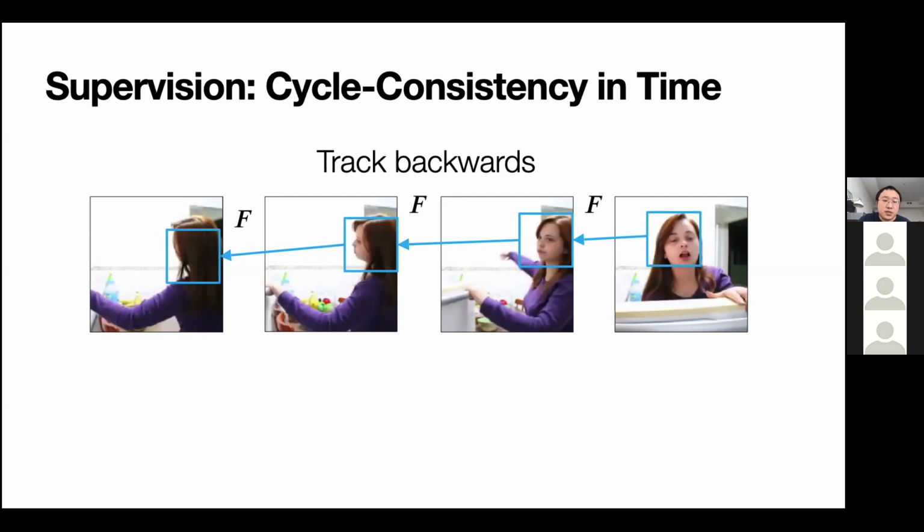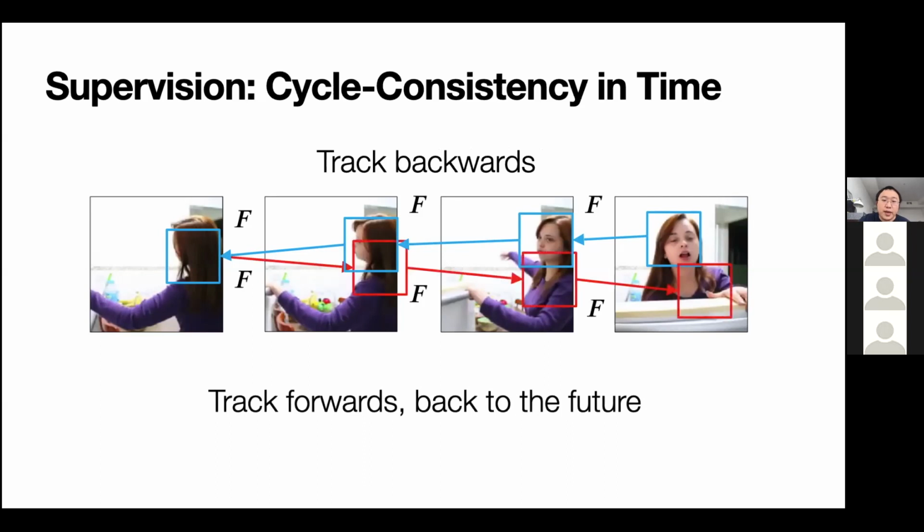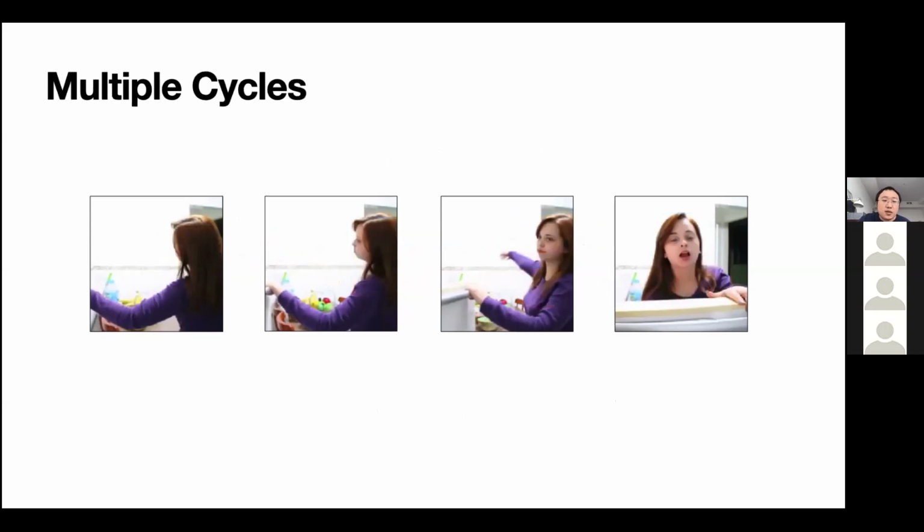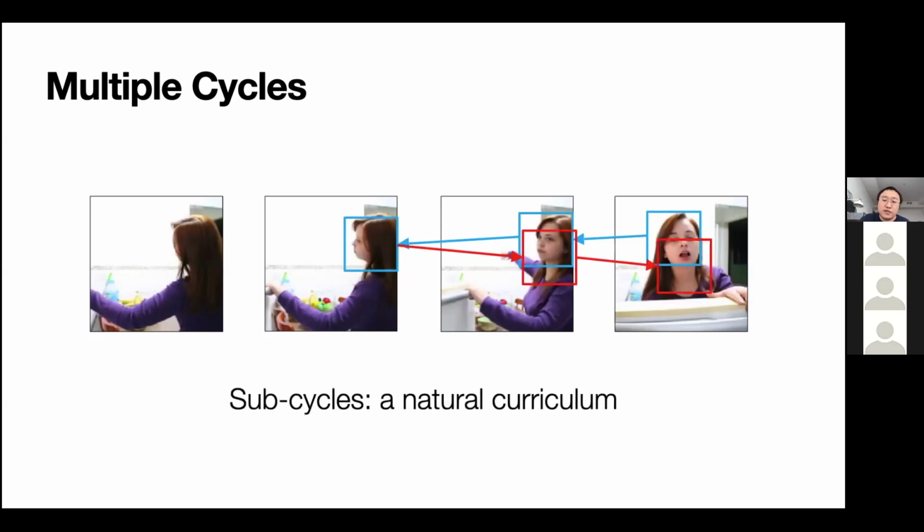Given the tracking result in the first frame, we apply the same tracker to perform forward tracking back to the future. The inconsistency between the initial patch and the final tracking result provides an error for supervision. We can then propagate the error along the cycle to improve our representation and tracker F. Besides the long cycles, we have also designed different lengths of cycles. For example, shorter cycles provide easier tasks, which support learning at the beginning of training.